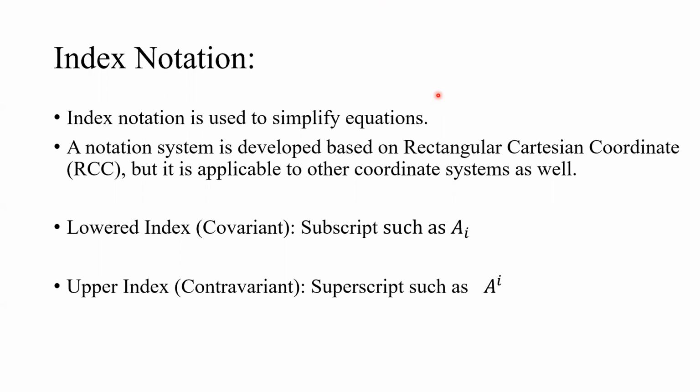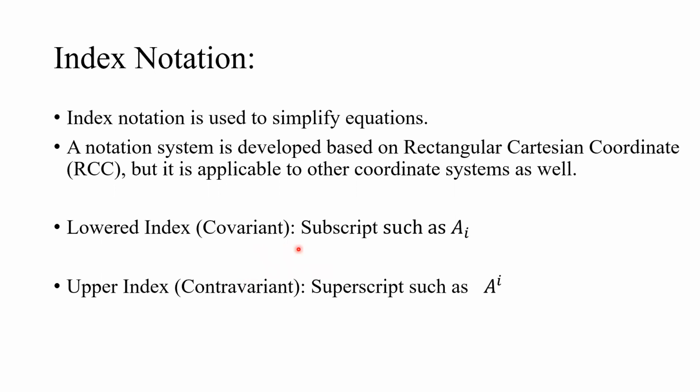We have two different types of indices: lower index, which is called covariant or subscript, such as here, or upper index, contravariant or superscript. Here we are dealing with lower index, which is the most common type of indices that we use in our formulations.